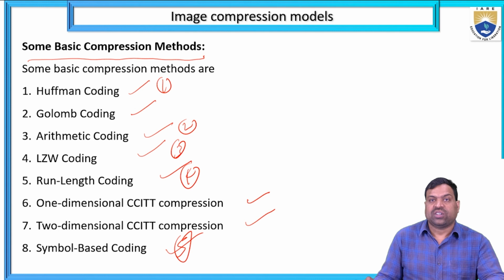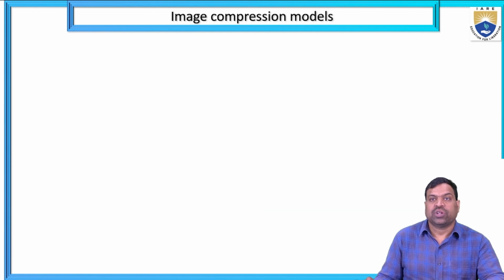What are the basic compression methods? Huffman coding, Golomb coding, arithmetic coding, LZW coding, run length coding, one-dimensional compression, two-dimensional compression, and symbol-based coding. These are the compression methods.